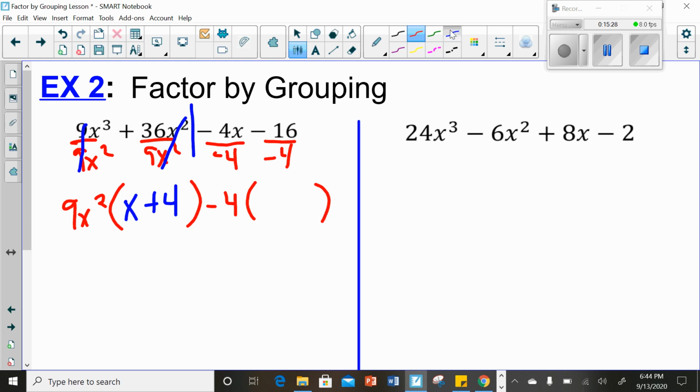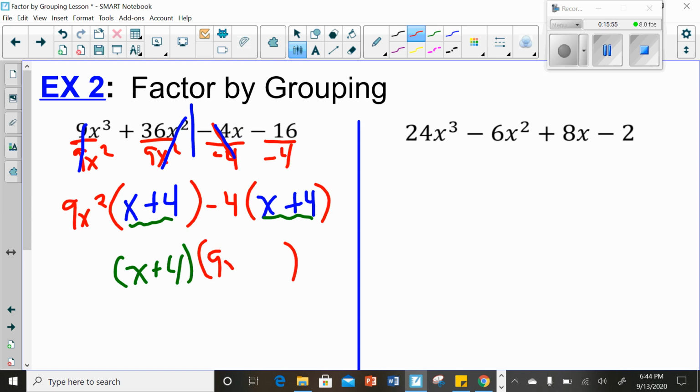And so let's perform our division. So the negative 4s are going to cancel. And so you're left with a single positive x, which is what we wanted. Then negative 16 divided by negative 4 is a positive 4, which is what we wanted. So now this matches in the parentheses. So we're going to factor out an x plus 4. And then in the next parentheses, we're going to put the 9x squared minus 4.